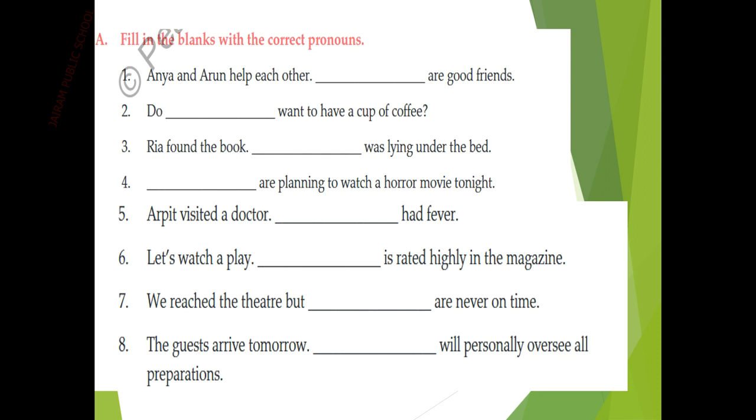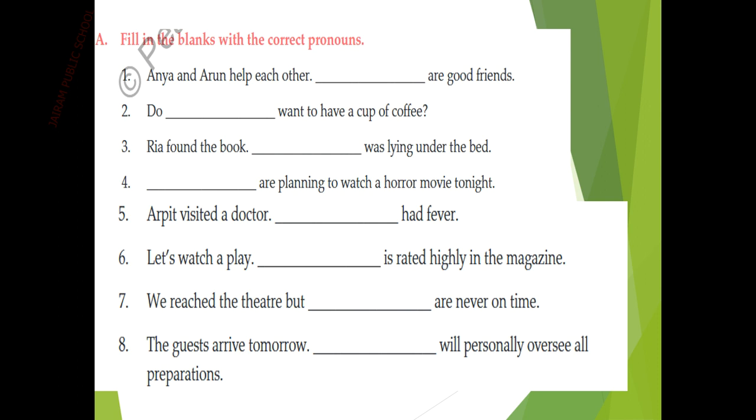Number 3. Ria found the book. Dash was lying under the bed. In the first sentence, Ria is the name of a person and the book is the name of a thing. Both of them are nouns. But in the second sentence, which was lying under the bed? Of course, that is the book. So instead of the book, you should use the pronoun word it. It was lying under the bed. So the answer is it.